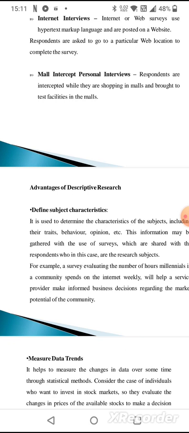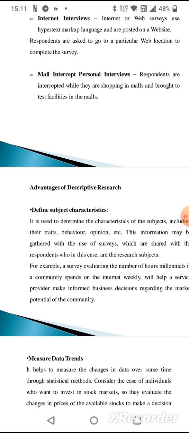So coming to the advantages of descriptive research, it defines subject characteristics. You go deep into a variable or a parameter, and then you tend to get the data or information about that. And the next is that it helps to measure data trends, because whether it is trending in a positive way or a negative way, you will get to know.